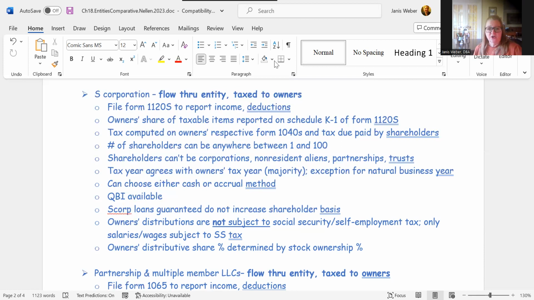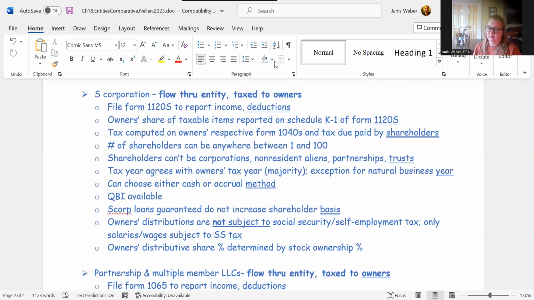Okay, then the next thing, shareholders can't be corporations, they can't be non-resident aliens, and they can't be partnerships nor trust. So basically the shareholders are individuals most of the time in an S corporation because they can't be these other entities. And the tax year agrees with the owner's year. And if they don't all have the same year, meaning they mostly have calendar years, but if they don't all have the same year, it would agree with the majority of the taxpayers.